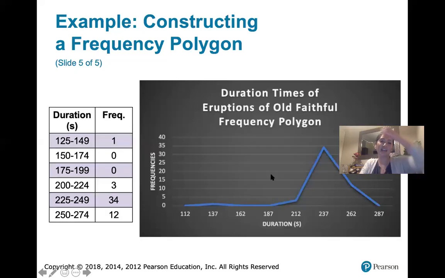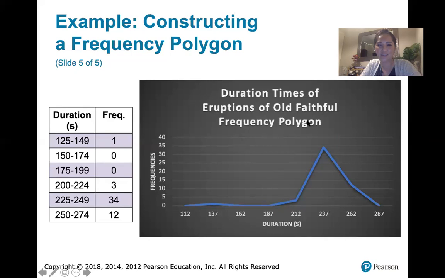Now, I originally had this frequency polygon with a white background, like the one that you saw in Excel, but it was blending in too much with the background of the PowerPoint slide, so I gave it this dark background, but you get the idea. That is the frequency polygon for those duration times. We start at 0, we go up to 1, then we're at 0 and 0 again. Then we are at 3, then the frequency jumps up to 34, then it goes back down to 12, and then back to 0.